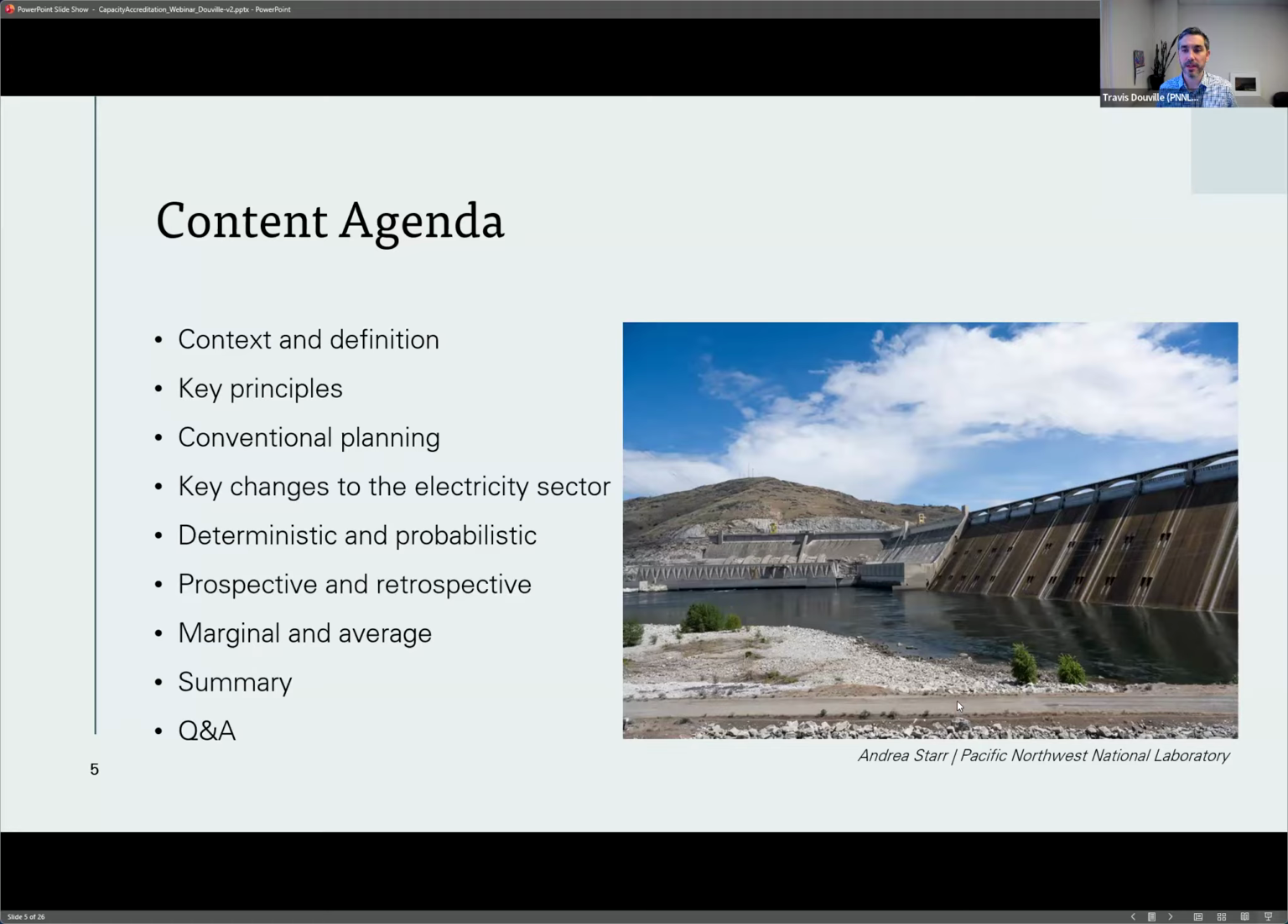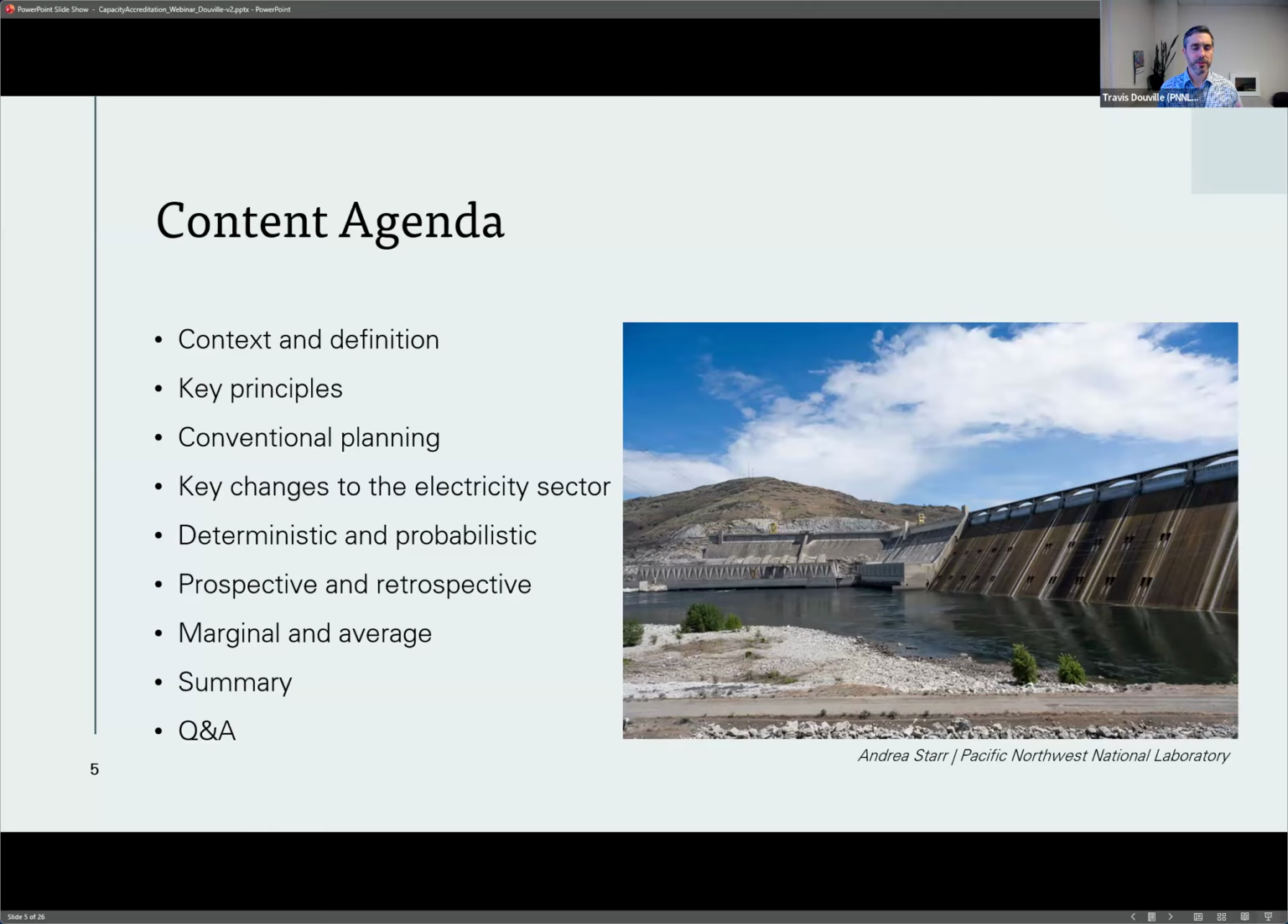As we wade into this topic, please note that the agenda for today is structured to provide a foundation on the topic of resource accreditation and then funnel into conventional accreditation concepts, present various approaches which have emerged over the last 10 to 20 years, and conclude with an emerging focus on marginal resource accreditation.